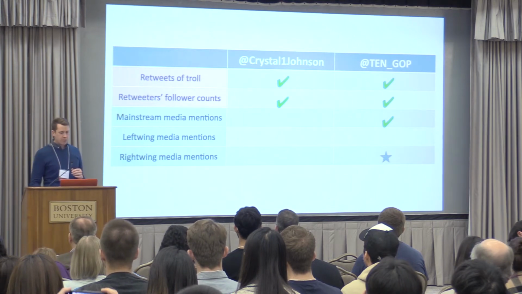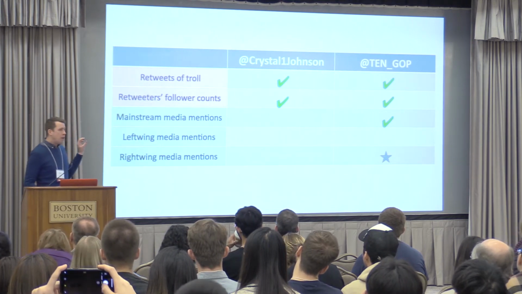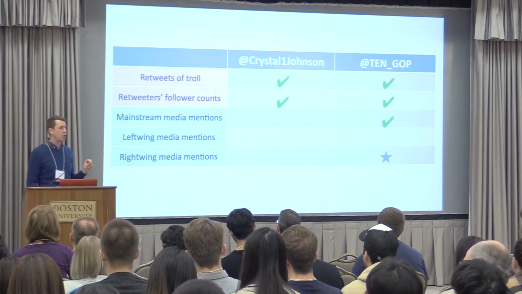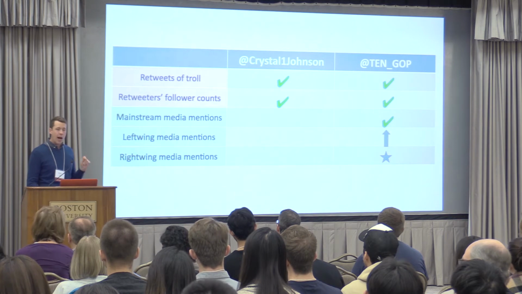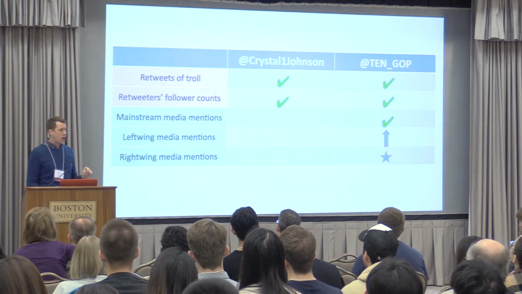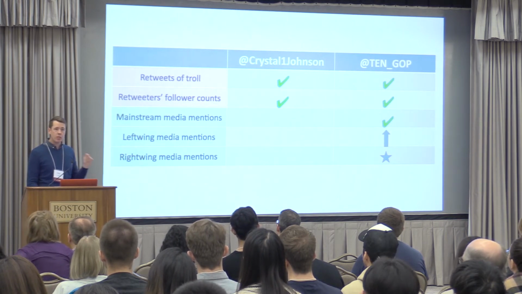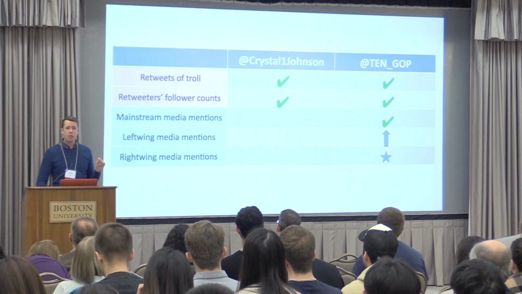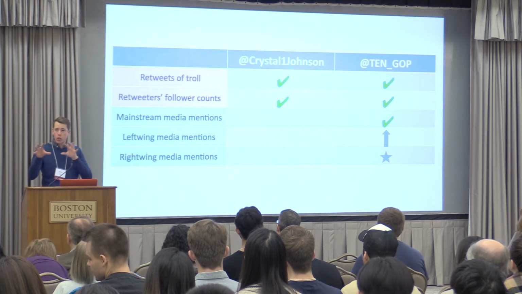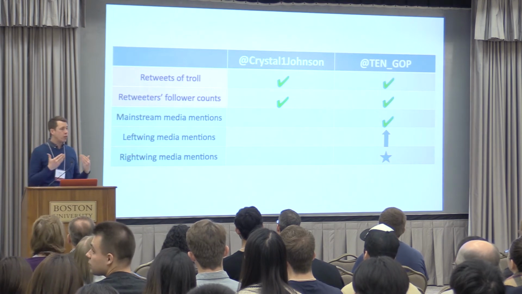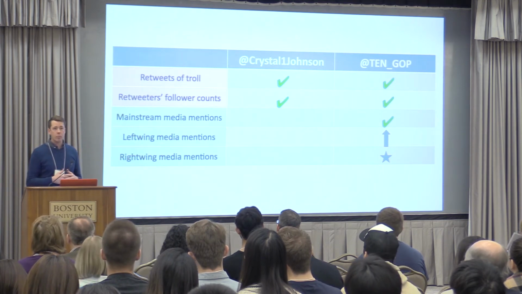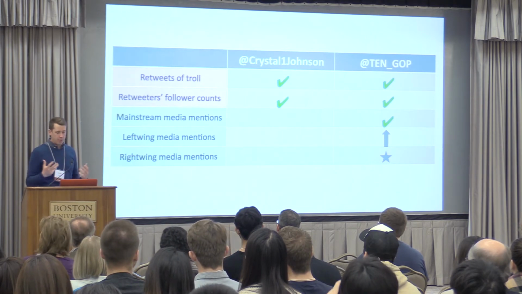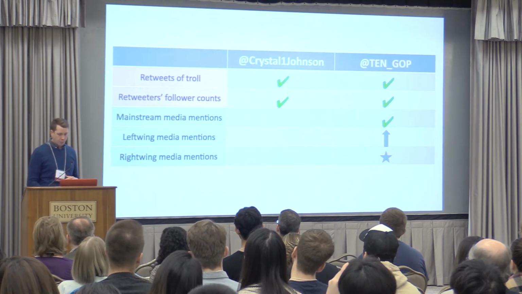We found an interesting effect with right-wing media mentions. Mentions of 10 GOP by the right-wing media did not have a direct effect on 10 GOP's own follower count. However, right-wing mentions of 10 GOP did seem to precede mentions of 10 GOP in the mainstream media. So there's some indication that the media themselves are looking to one another to detect who is newsworthy and should be included in further coverage, or who should just be kept an eye on and maybe eventually mentioned.